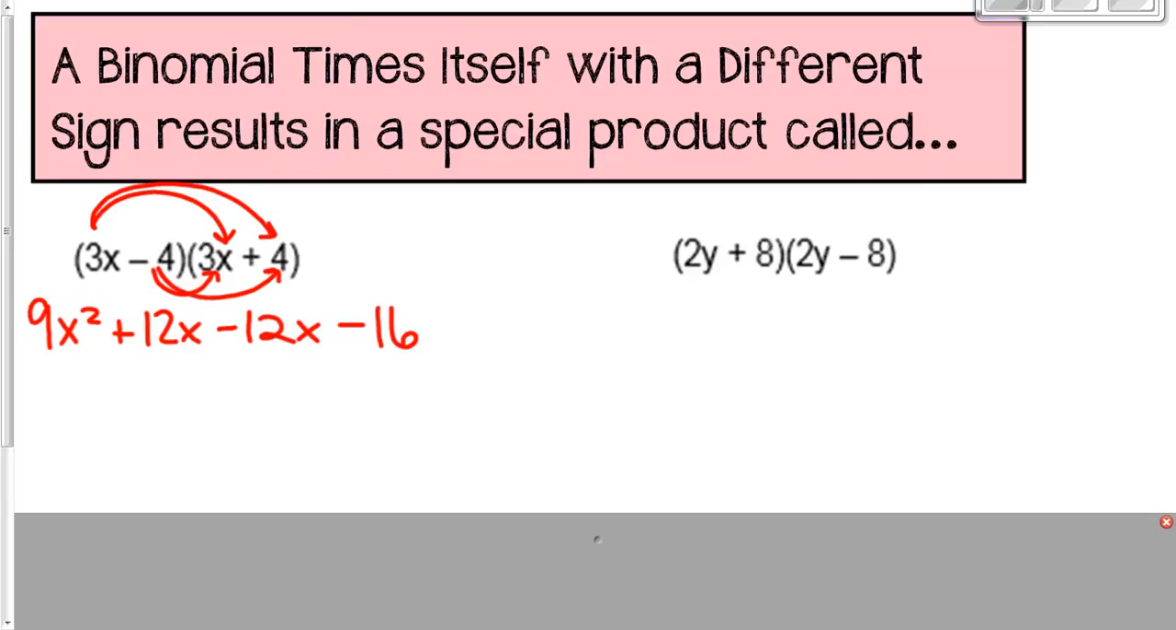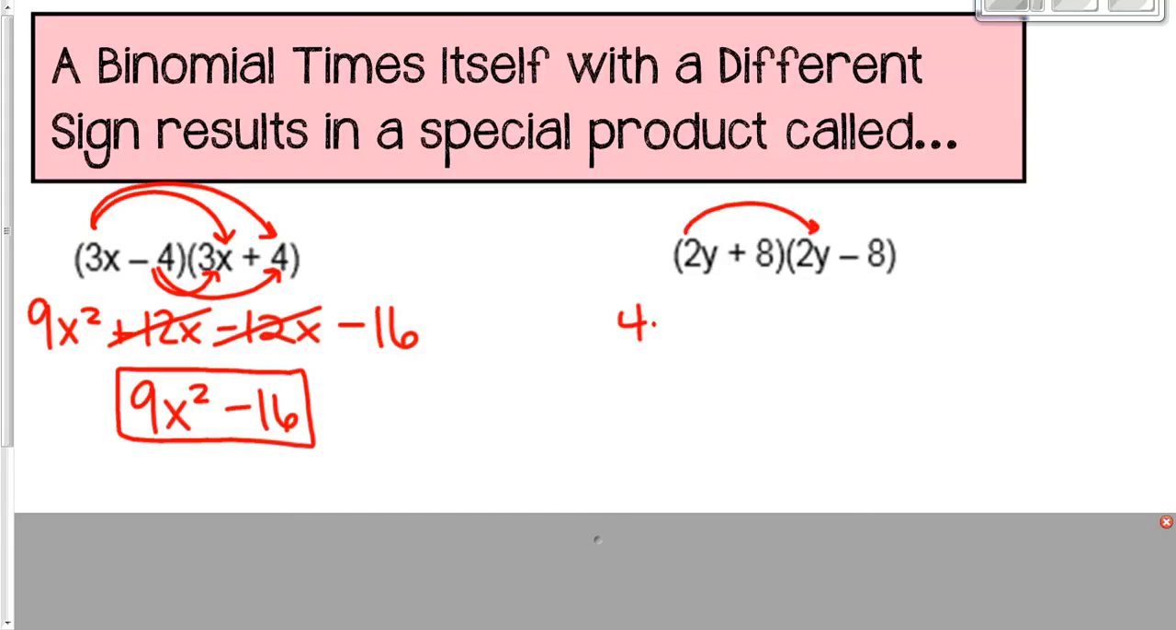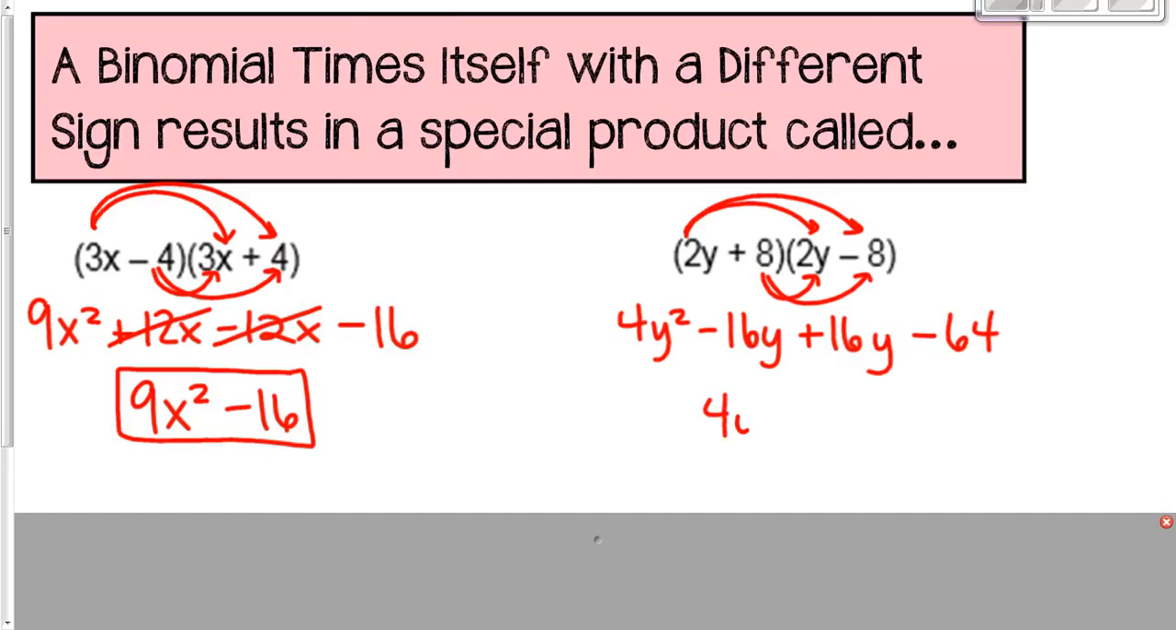So I'm going to combine like terms here. So 9x squared, these are going to cancel each other out here and here. So I've just got minus 16. Okay. Looking over here at the right, 2y times 2y is 4y squared. 2y times negative 8 is negative 16y. 8 times 2y is positive 16y. And 8 times negative 8 is negative 64. Combine like terms, so I've got 4y squared. What do you know? Again, these cancel, minus 64.